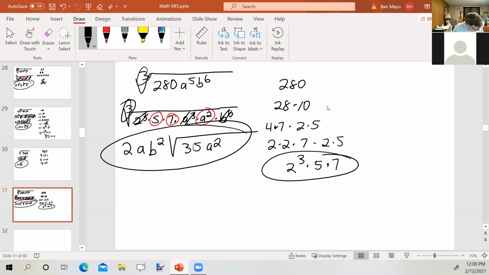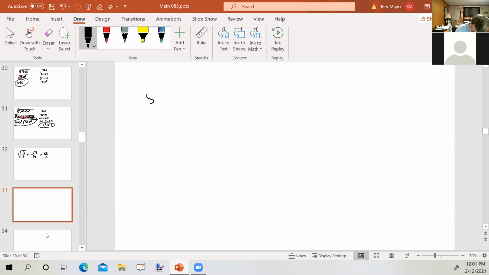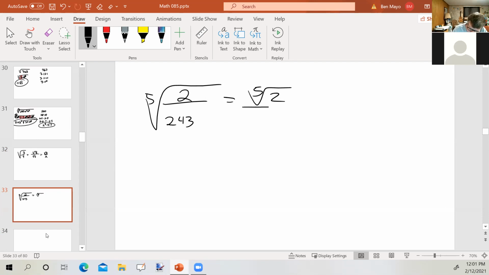Let's see here. Now let's take a look at a radical that's got a fraction in it. So I could split this up into these two things, which would then give me that. Does that make sense? Yeah. Okay. Let's take a look at this one. The fifth root of 2 over 243. That's equal to the fifth root of 2 over the fifth root of 243.